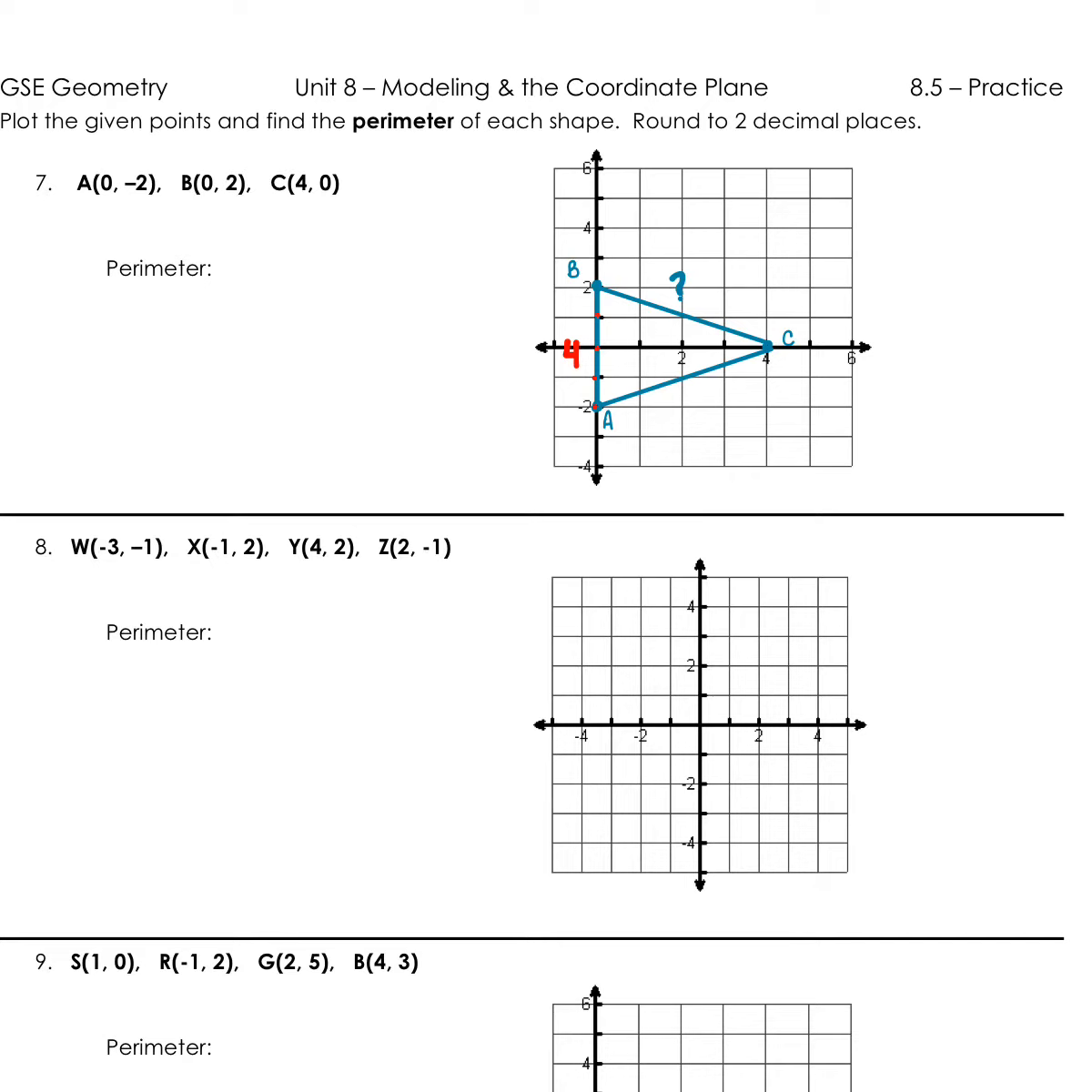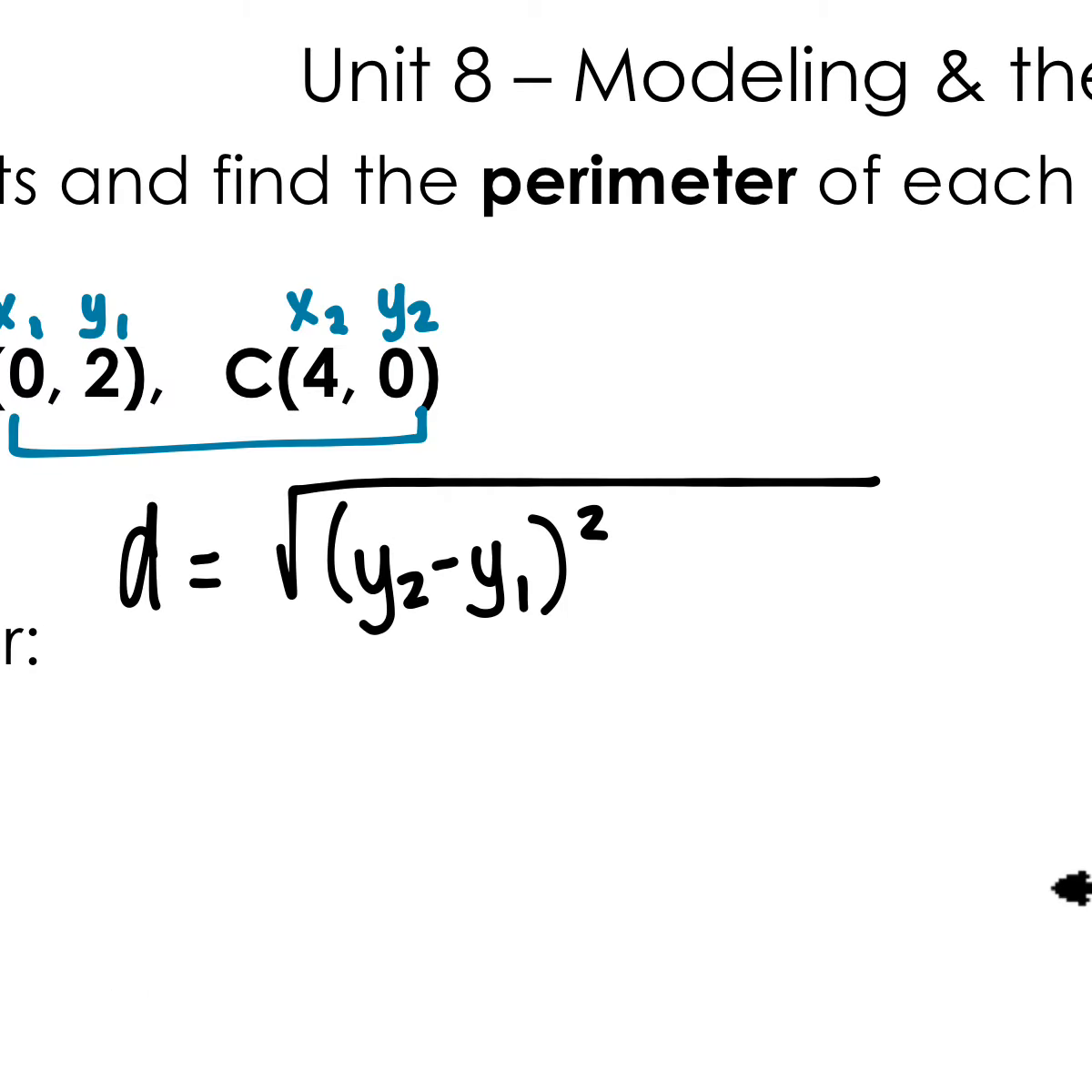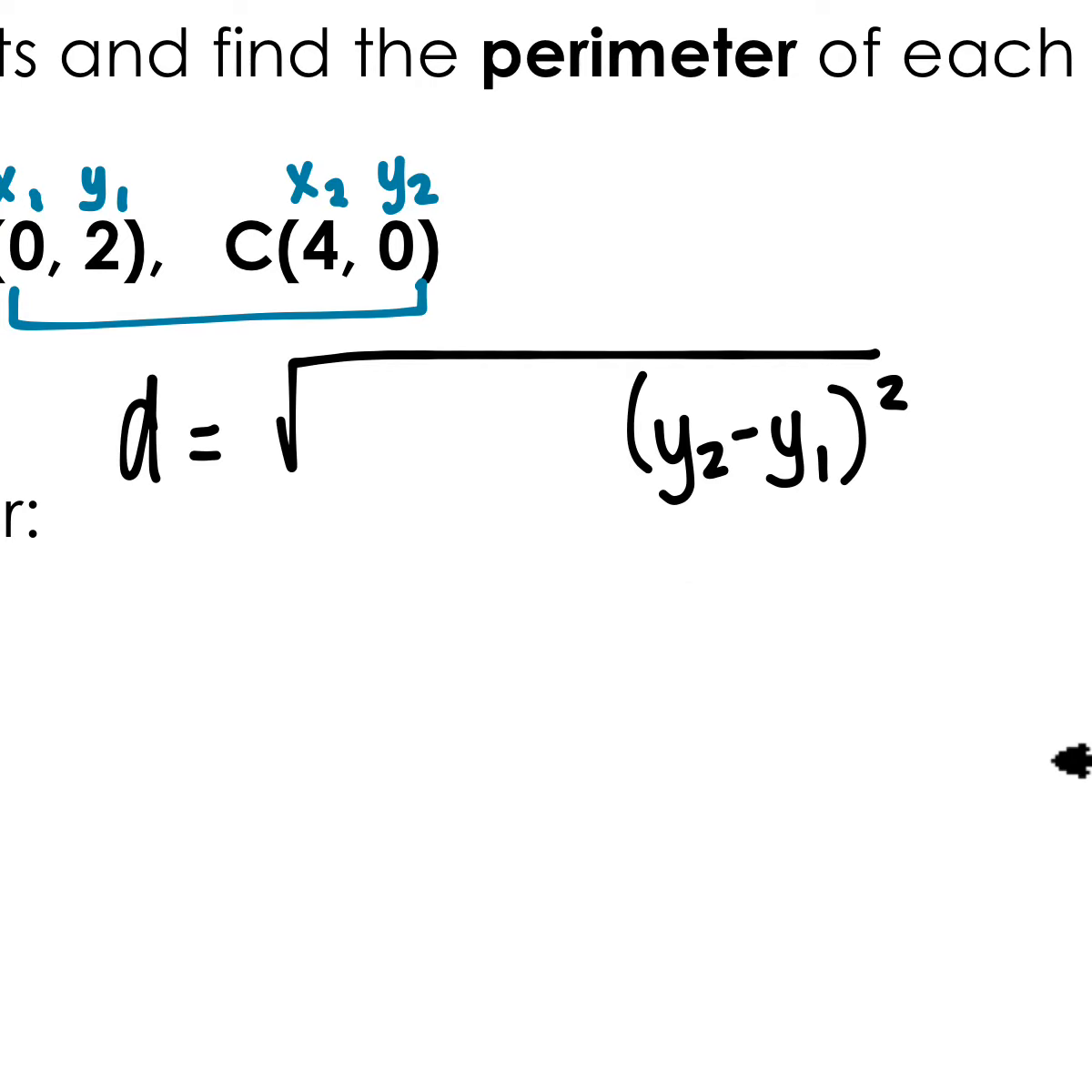So we're going to use our distance formula first. I'm going to do the distance from B to C. X1, Y1, X2, Y2. We know the distance formula equals the square root of X2 minus X1 squared plus Y2 minus Y1 squared.